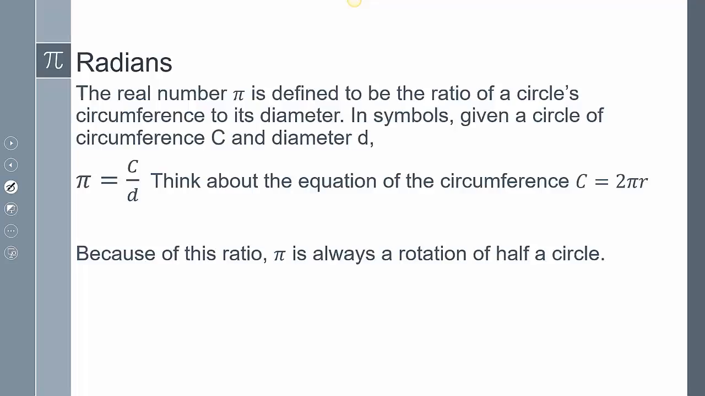Now when we're talking about radians, the real number pi is defined to be the ratio of the circle's circumference to its diameter. That's what pi is. Now in symbols, given a circle of circumference c and diameter d, pi is going to be c over d. Now think about the equation circumference, 2 pi r. Believe it or not, this idea of 2 pi actually is rotation. And it tells you how much you're going to rotate. So if I say 2 pi r, that means I have some sort of radius here.